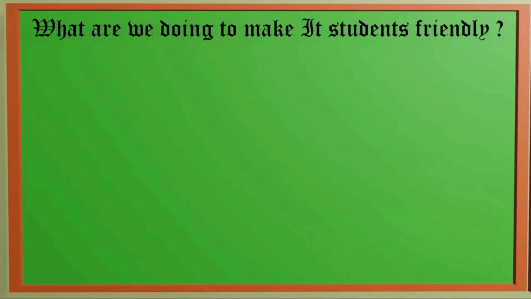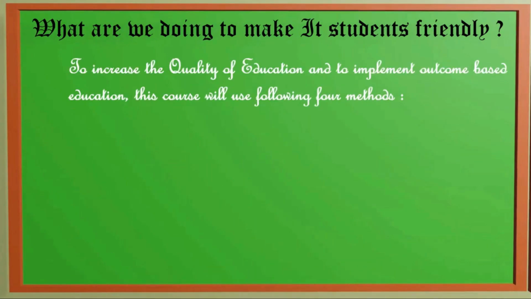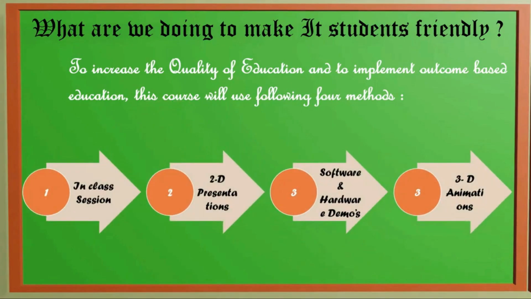Now let us discuss the methodologies. What we are going to do to make this course student friendly. We want to increase the quality of education and implement outcome-based education. Students have a lot of confusion about what outcome-based education is. For achieving outcome-based education, we are going to use four different methods. It involves in-class sessions, 2D presentations, software and hardware demos, and most importantly, three-dimensional animations, which will give a clearer idea about the concepts which students find difficult to understand from a book, a two-dimensional method of explaining the terms.